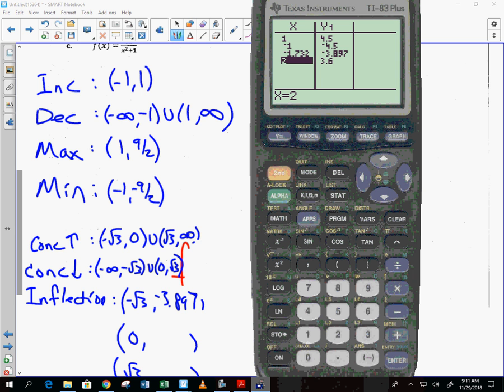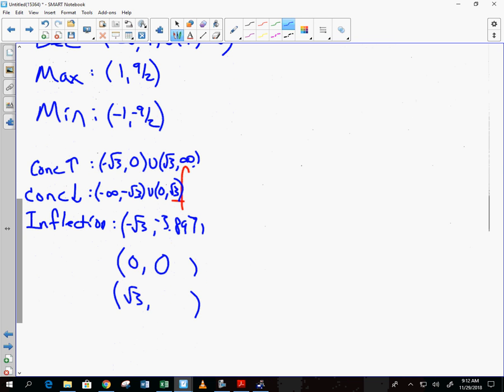Now I'm going to type in 0, and I get 0. Now I'm going to type in the root of 3, and I get positive 3.897. Okay, the first two problems on your worksheet are pretty straightforward in terms of identifying max, min, increasing, decreasing, all that. Problem number 3 is the same thing. I just want you to sketch a really accurate graph of problem number 3.